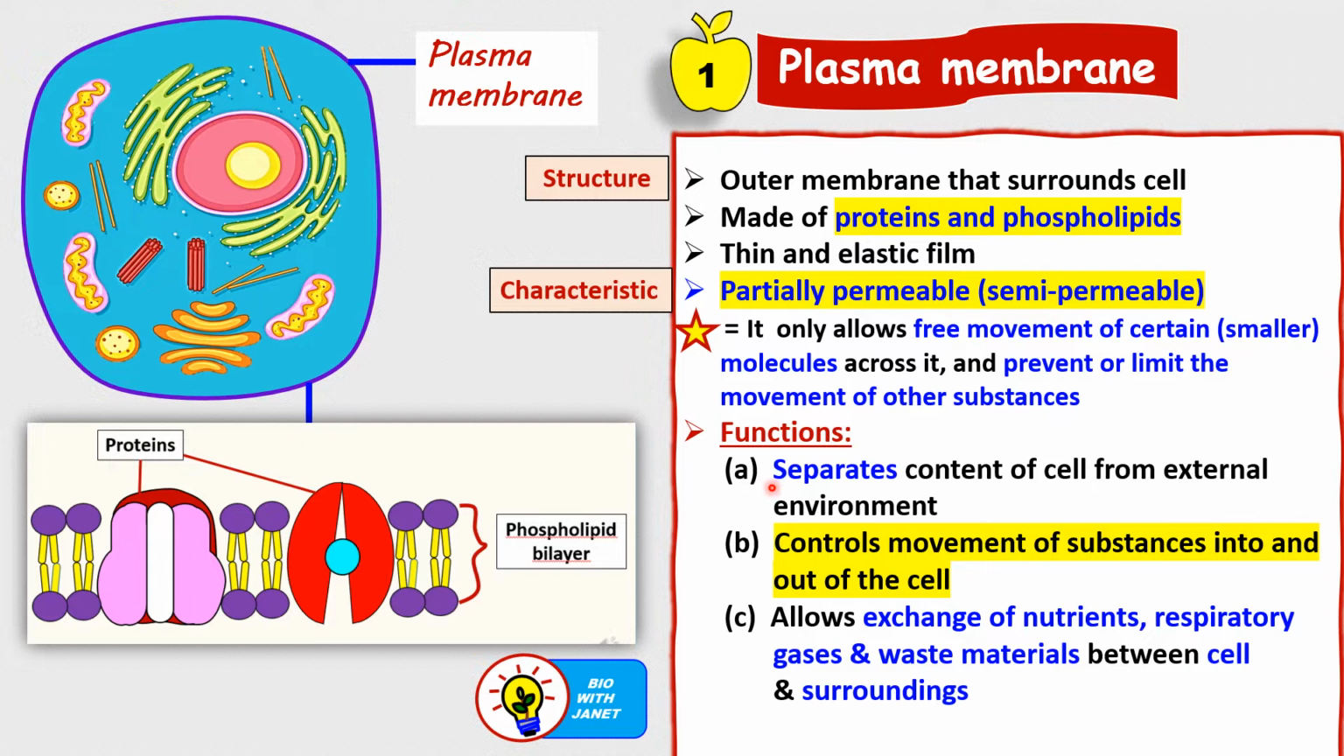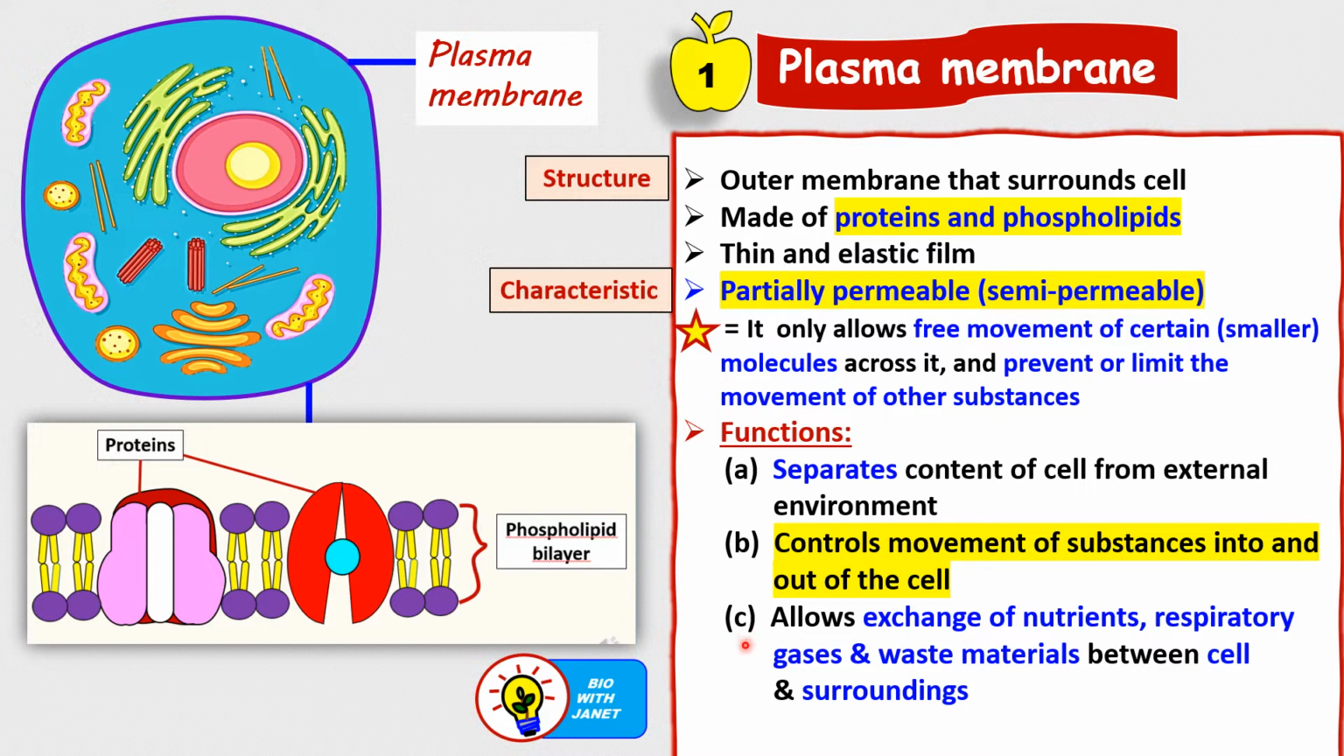So A, the plasma membrane separates the contents of the cell here from the external environment, right? And B, it controls the movement of substances into and out of the cell. For example, glucose can diffuse into the cell through the plasma membrane, whereas starch cannot. Okay? Now, oxygen can diffuse into the cell also, and carbon dioxide can diffuse out of the cell through the plasma membrane.